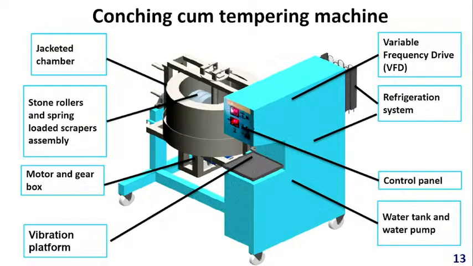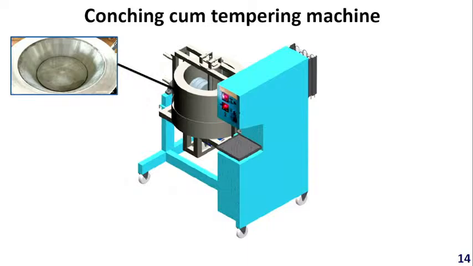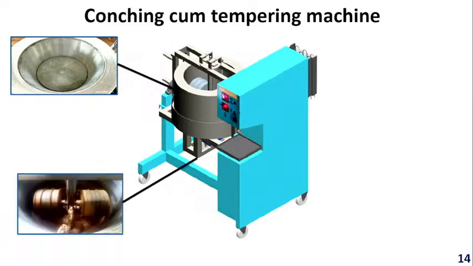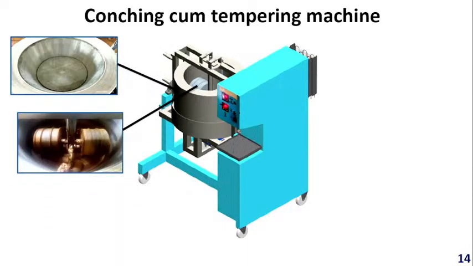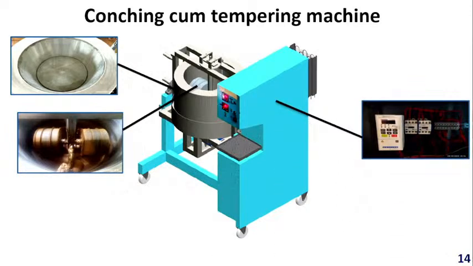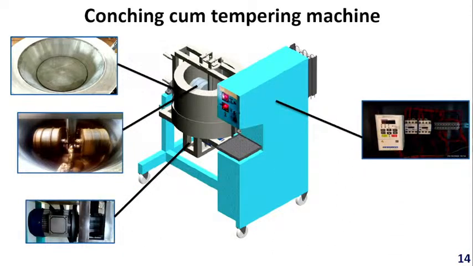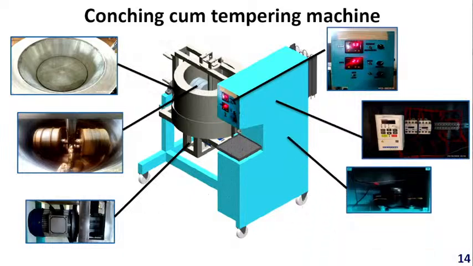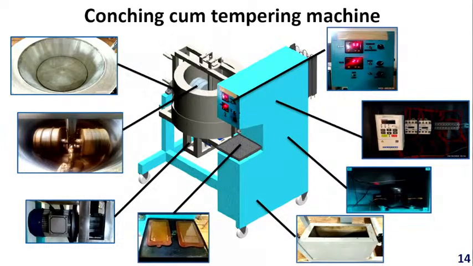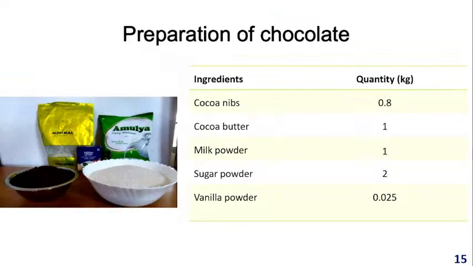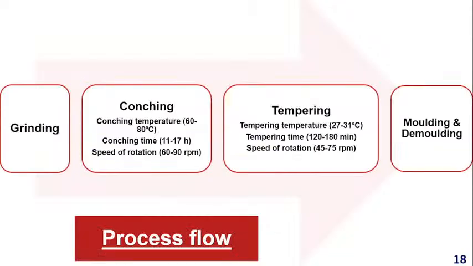The other components are explained in the diagram. This is the stainless steel double vessel. This is the roller that provides grinding action to the mix. And the third one is the associated automatic control. Then comes the water storage tank of 7 liter capacity that serves as a refrigeration medium to cool the process during tempering. So these are the formulations being made.